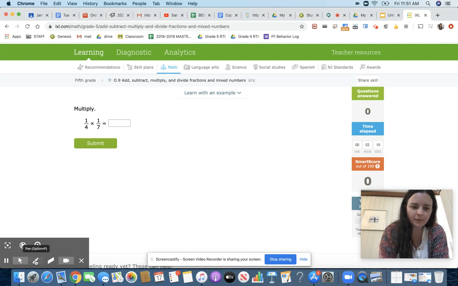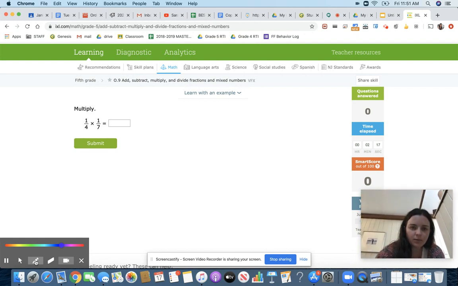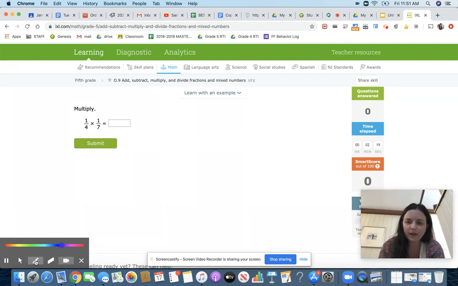Hey everyone, I'm going to quickly go over fractions and the different rules for operations: adding, subtracting, multiplying, dividing. There's different rules that you have to follow for each operation. So for the first one, multiplying, pretty straightforward. All you do is multiply across or check to see if you can cross cancel.